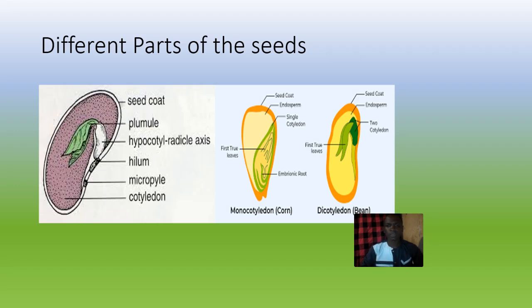So seeds with one cotyledon are called monocotyledonous, and seeds with two cotyledons are called dicotyledonous. For example, the bean is among the dicotyledonous, and with the monocotyledonous we have the cereals like maize.